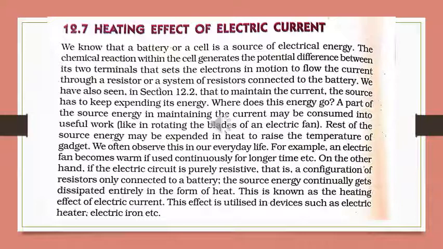We also saw in Section 12.2 that to maintain the current, the source has to keep expending its energy. Then only there is a flow of current. If no energy, there will be no flow of current. So where does this energy go?